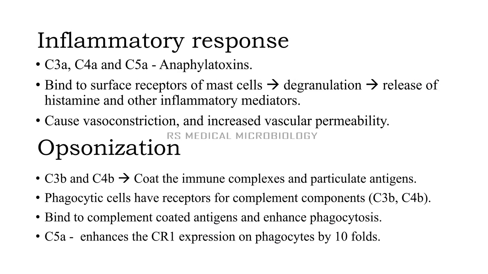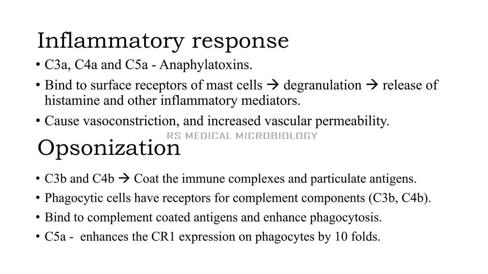Along with this, there are some other actions that happen. First of all, it's an inflammatory response. So you have C3a, C4a and C5a, which are anaphylotoxins. These will bind to the mast cells and there will be release of histamine, which will cause vasoconstriction and increase vascular permeability. Second thing is opsonization.